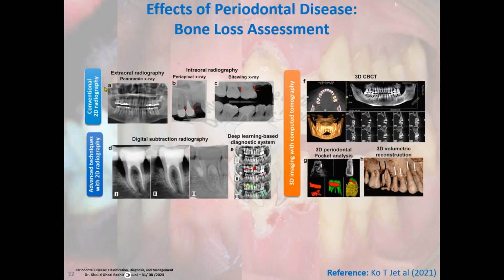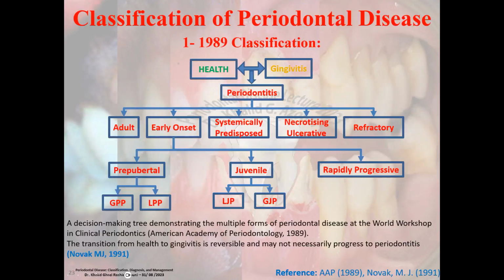And then here we can talk about the bone loss assessment: conventional radiography, 2D radiographs, advanced radiographs with advanced techniques, deep learning, the AI now coming in everywhere, including deep learning based diagnostic systems for radiograph assessment, and the 3D CBCT with 3D volumetric reconstruction, where we can see the status of the bone from the X-ray before doing a surgery. All these diagnostic techniques are available to us and help us in reaching a diagnosis.